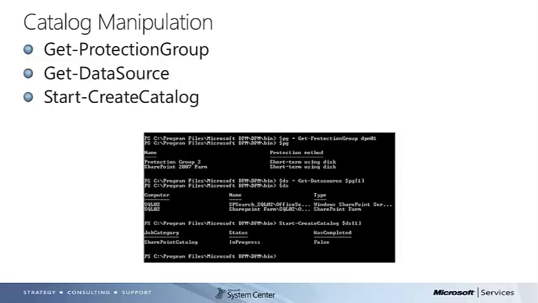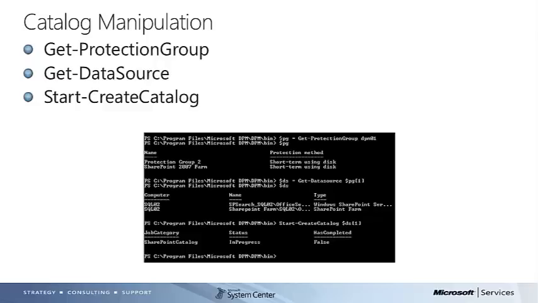For the catalog manipulation and forcing an ad hoc, first thing we want to do is get our protection group and then get our data source. So similar to the other one, we want to do the get protection group. Here we're going to deal with the protection group, the SharePoint 2007 farm for this example. We're going to pull that protection group and put it into our $DS.